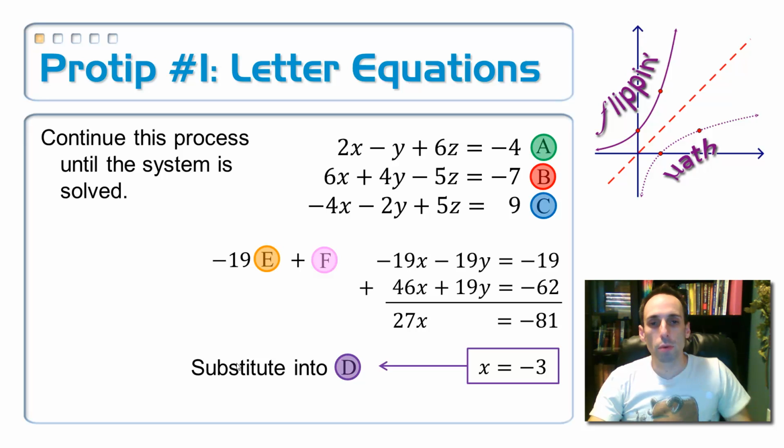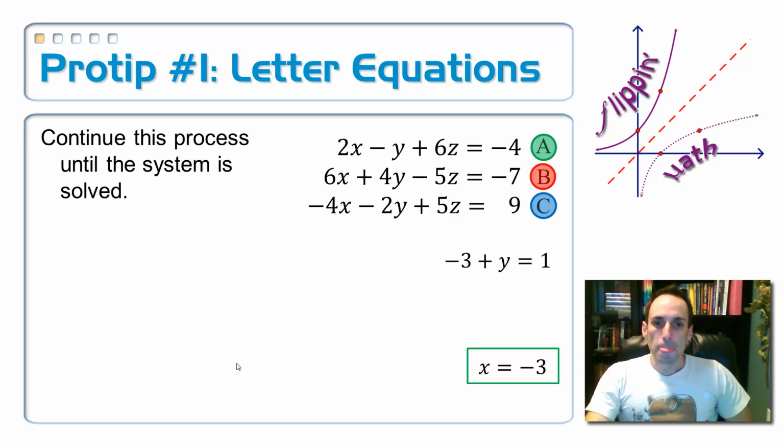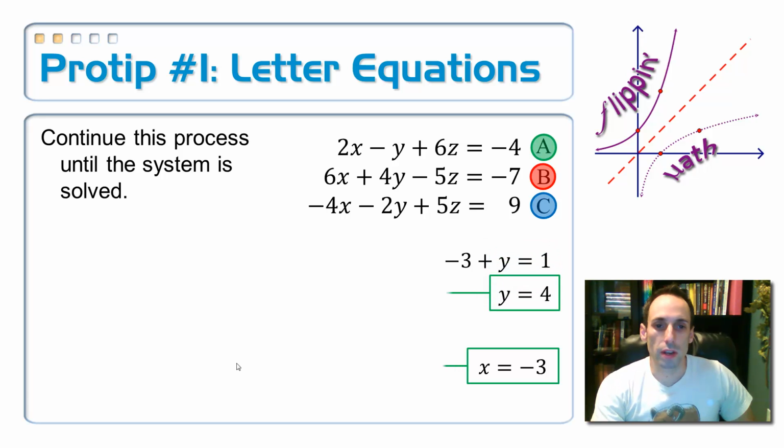Now we want to substitute it into one of the equations that have just x and y in it. Why not equation E? Because that one was the simplest. It has x plus y is equal to 1. So negative 3, the x value, plus y is equal to 1. Just add the 3 over, so y has to be equal to 4.